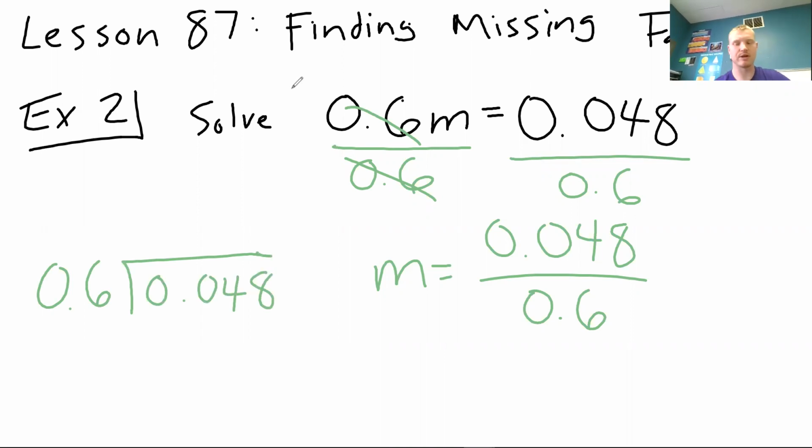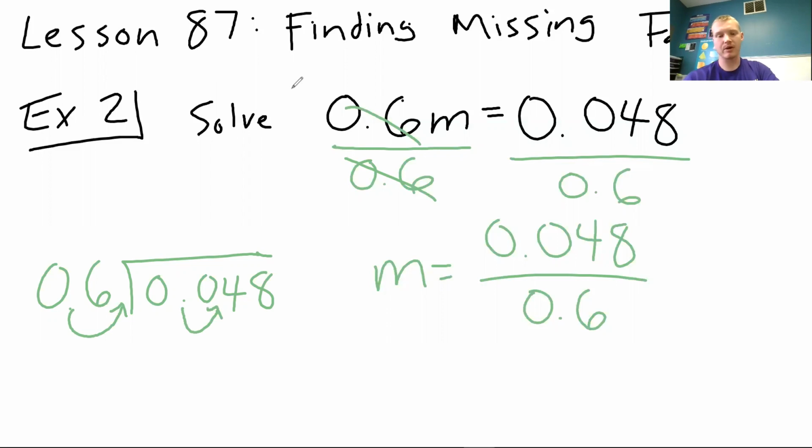0.048 divided by 0.6. So I don't know about you, but if I'm having to do this without a calculator, I am going to move my decimal one spot to the right on both of these numbers. So what I am doing is multiplying both my 0.6 and my 0.048 by 10. That moves my decimal to the right on both of them. You can't do it to just one number, you have to do it to both, so you get the right answer. So now we have 6 divided by 0.48.